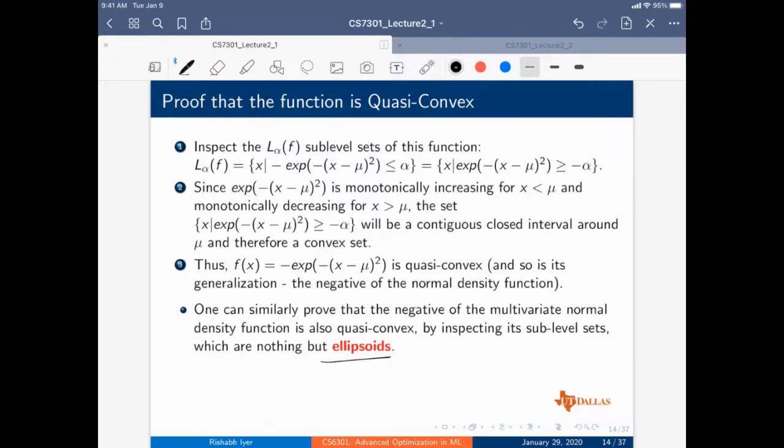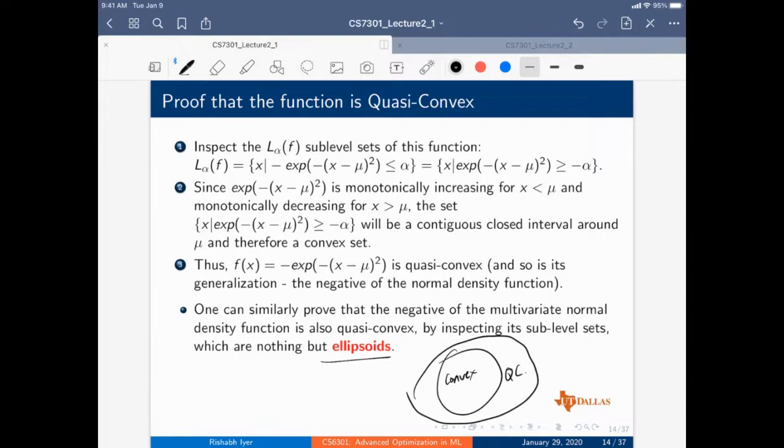So quasi-convex functions are a richer class than convex functions. If you have the class of convex functions, quasi-convex functions are bigger, right? Why are they bigger? Or maybe in other words, can someone tell me why a convex function is also quasi-convex?